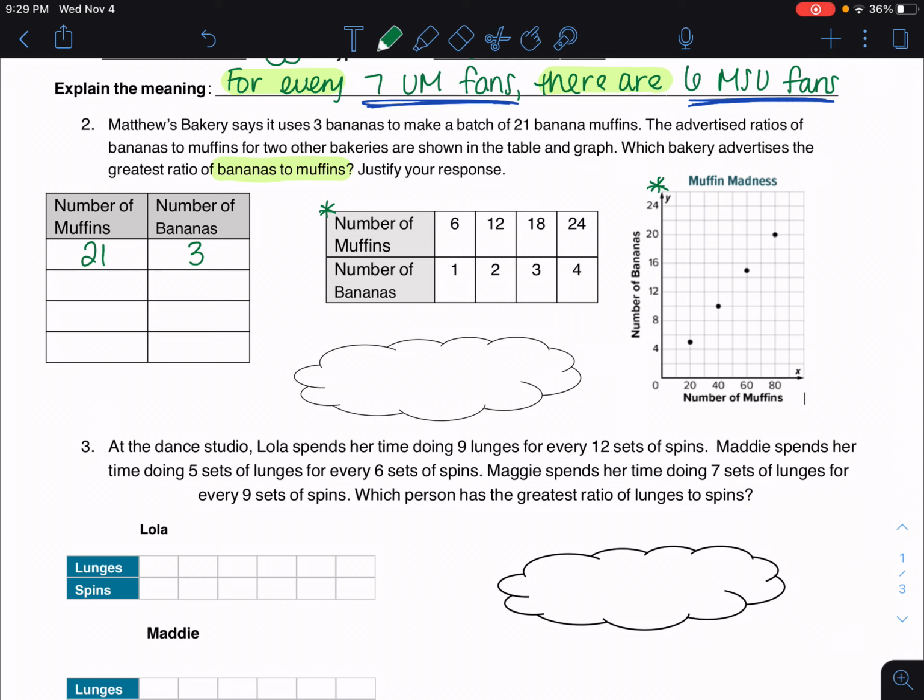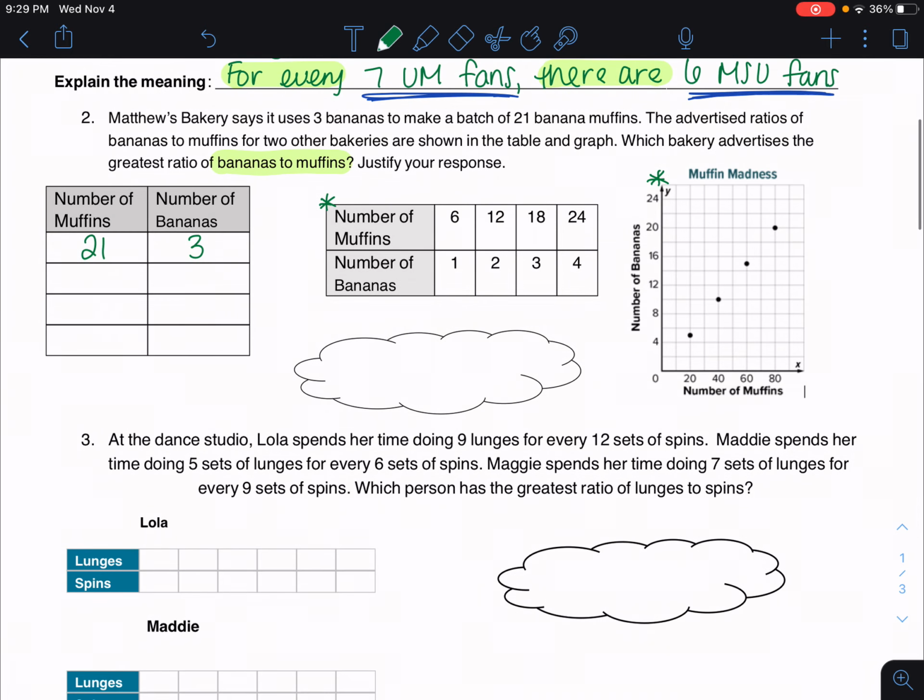When I solve this problem, I'm going to graph all 3. I'm going to graph the 2 tables on the number line with the points, and then figure out which one's going up the fastest, because that's going to have the greatest ratio. To finish filling in this table, I'm going to go up by 21s: 21, 42, 63, and 84, and then 3, 6, 9, and 12. I'm going to start by connecting the points that are already on my graph. Muffin Madness is already on my graph, so I'm going to connect those dots together.